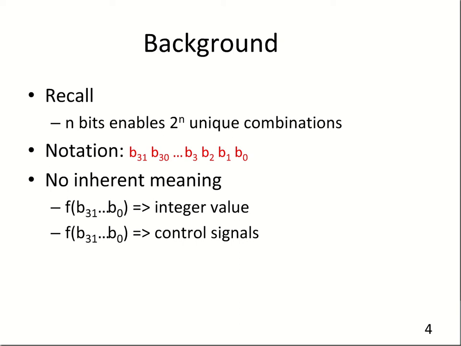If you think about just a sequence of 32 bits, it really has no inherent meaning. All of its meaning is derived from how it's interpreted. So for example, if we have a function f that interprets a 32-bit value, that function f can treat it as an integer value. It could treat it as control signals. It could treat it as an instruction word. It could treat it as pixel values in a graphical display.